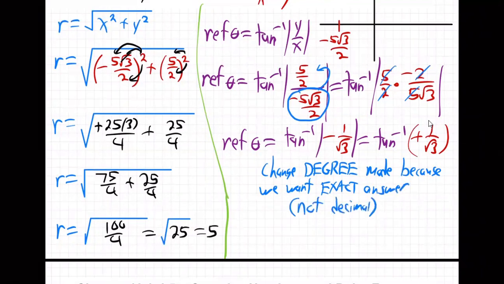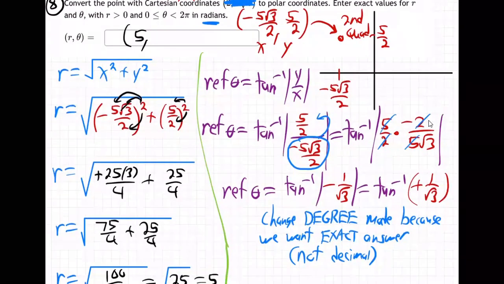You see, if you're in radian mode and you hit inverse tangent, you're just going to get a decimal. So we're going to have to go to degree mode, get an exact degree answer, and then change back to radians on the unit circle. It'll be a piece of cake. This is the way to go. So hit the buttons on your calculator.